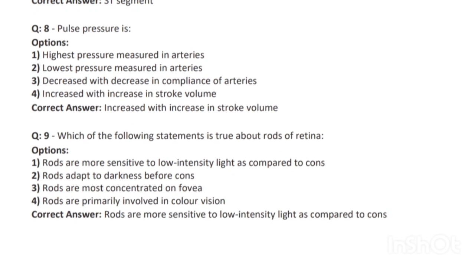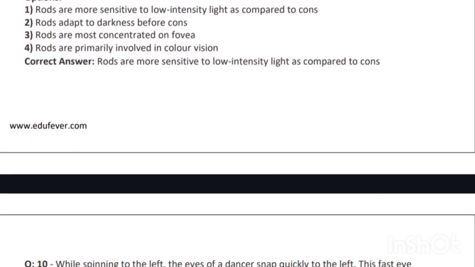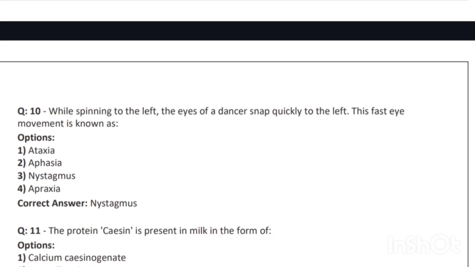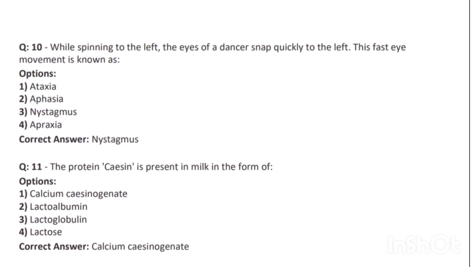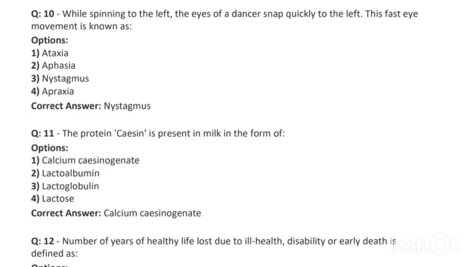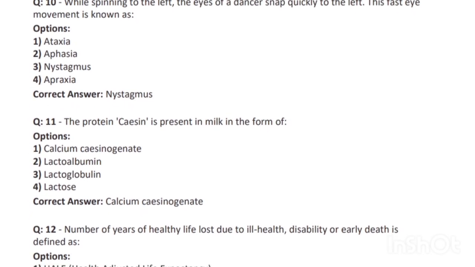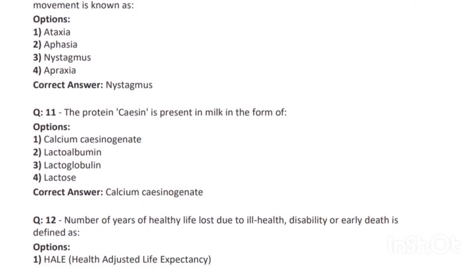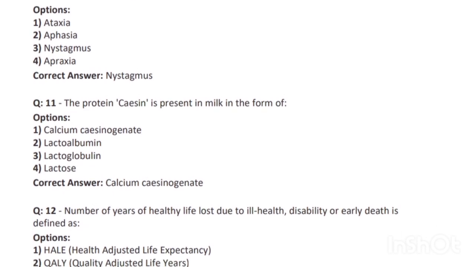Question number 10. While spinning to the left, the eyes of a dancer snap quickly to the left. This fast eye movement is known as: ataxia, aphasia, nystagmus, or apraxia. So the correct answer is nystagmus.